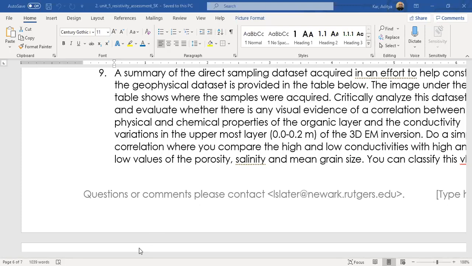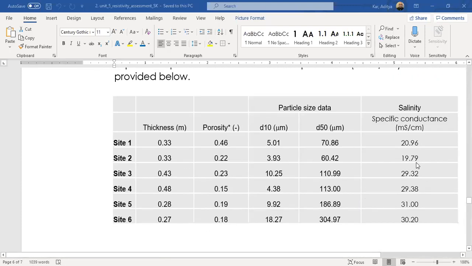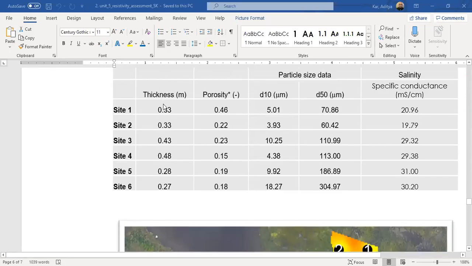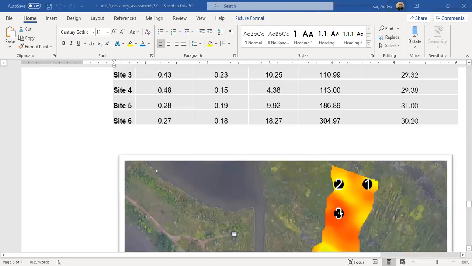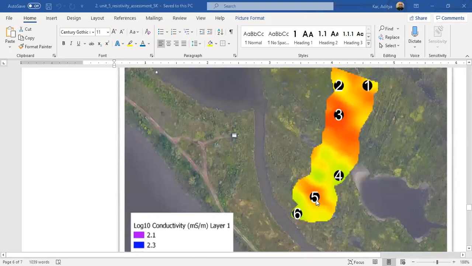Do a simple correlation, whether you compare the high and the low conductivities with the salinity and grain size. So you are going to do this comparison, and so write down this number. Let's say you are looking at the thickness value. If you look at the thickness, site 1 is 0.33, site 2 is 0.33, site 3 is 0.43, site 4 is 0.48, then 2.8 and 8.